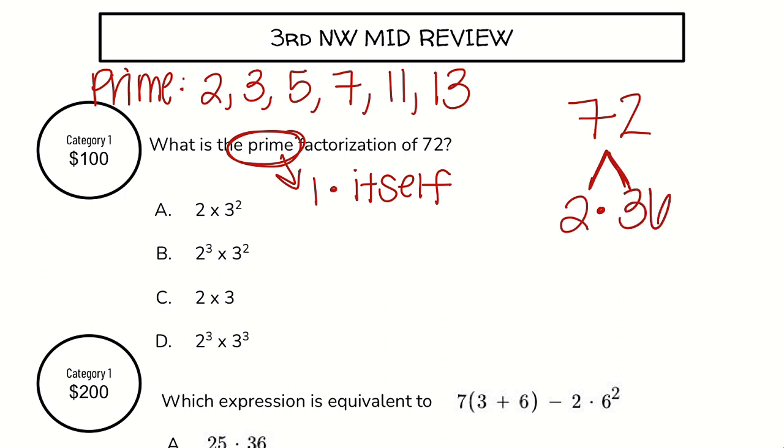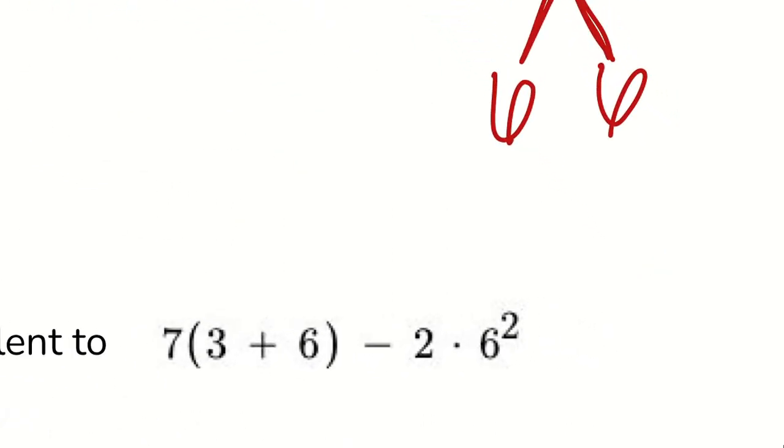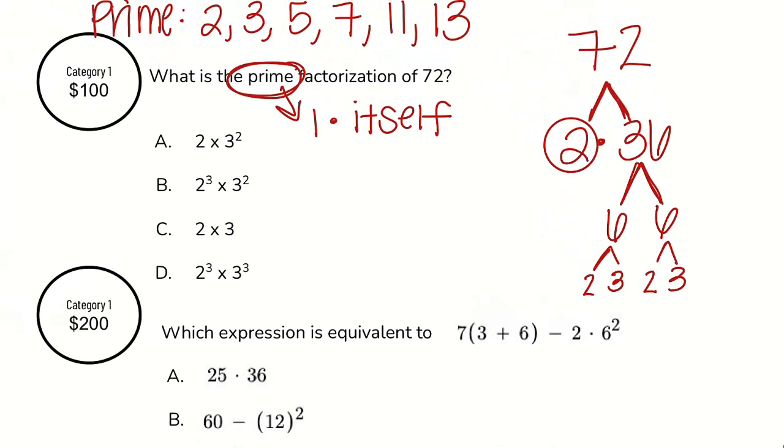Okay, so then we're going to circle all the prime numbers. So far, the only prime number that I see is 2, so I'm going to circle it. 36 is not prime, though, so it gets a branch. I can break 36 up into 6 times 6. And that is not on our list, so both of these can be broken down even further into 2 and 3. And those numbers are both on our list as well, so those both get circles.